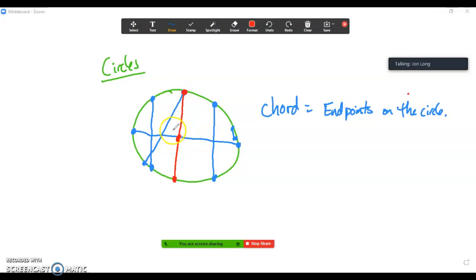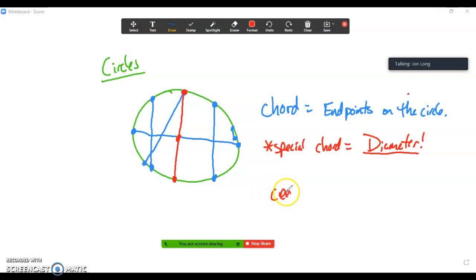What's the chord called that goes through the center and shows you the true distance across a circle? There is one special chord on every circle. I shouldn't say one. Excuse me, there's multiple. You can go different ways. Do you know what that special chord is called? That's right. It's the diameter.